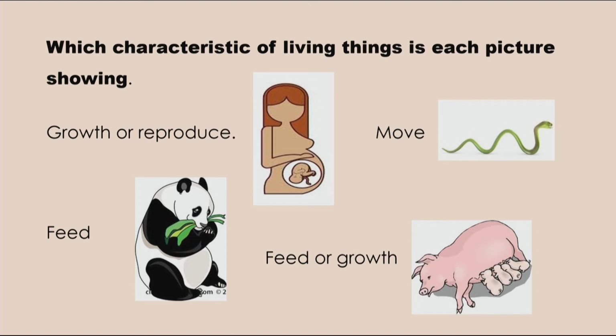The first picture is showing a lady. Look at it carefully. It is showing growth or reproduce. Okay, the next one is showing a snake. The characteristic being illustrated is movement. The third one, it's a panda eating bamboo. Feed. And the last one, there's a pig and the piglets feeding. It could be showing 2 characteristics of living things, feed or growth.